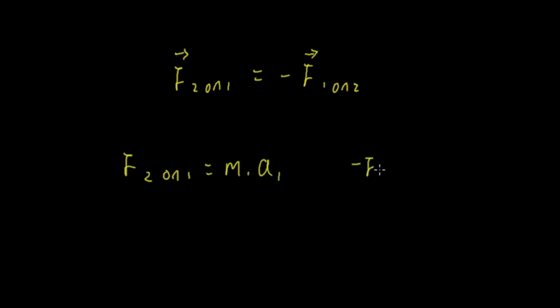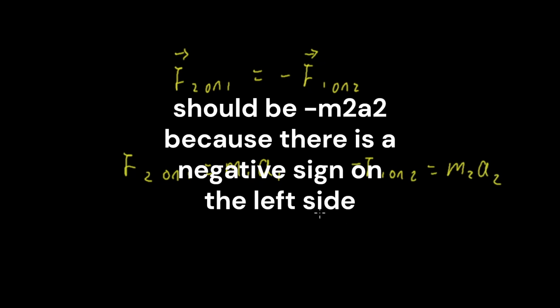So here, force of 2 on 1 is equal to negative force of 1 on 2. Okay, as we know, the general equation for force is for this one. So force of 2 on 1 is equal to mass 1 times acceleration 1, right? And for this one, negative force of 1 on 2 is equal to mass 2 times acceleration 2.